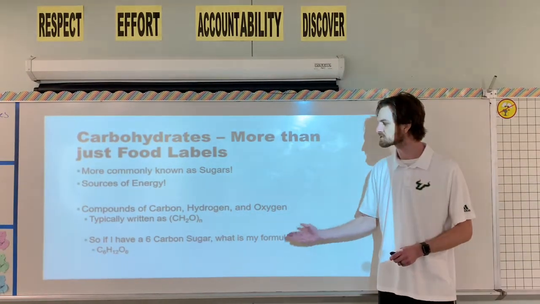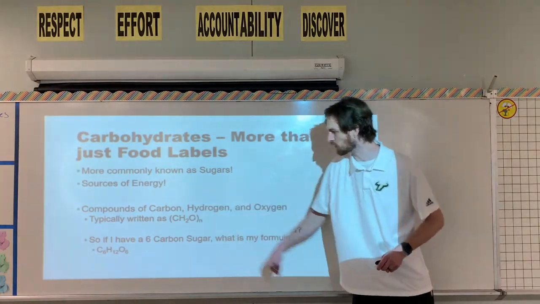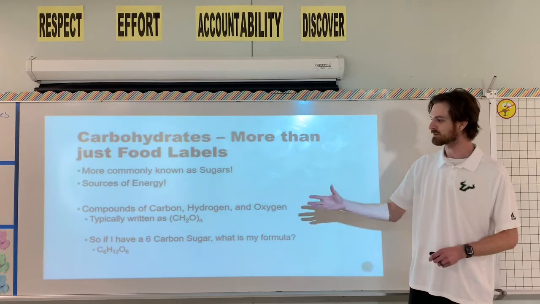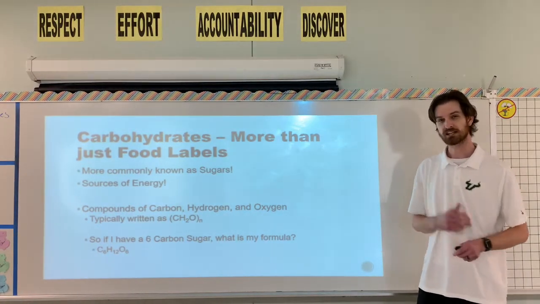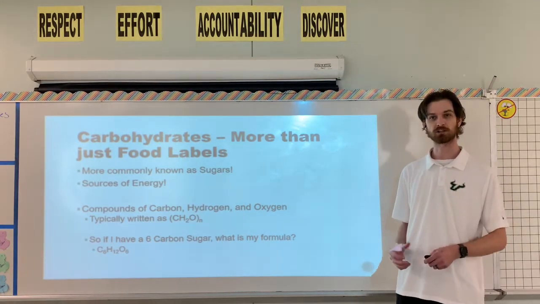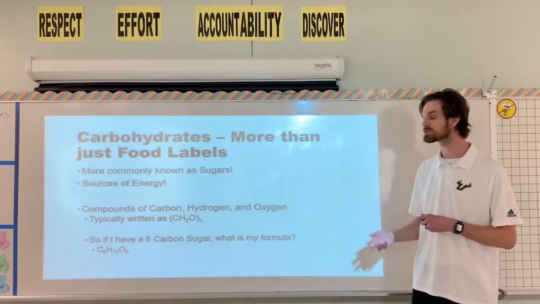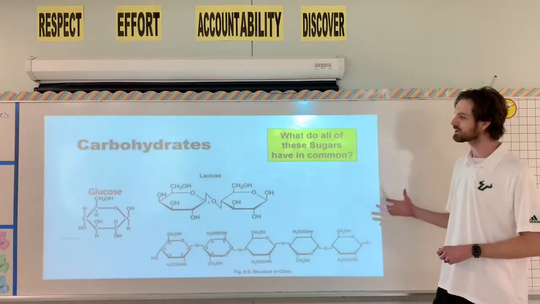So if I have a 6-carbon sugar, if I put the number 6 here, when I multiply that 6 all the way through the parentheses, I'm going to get C6H12O6. Hopefully that formula looks a little familiar to you because that is the chemical formula for glucose, or the sugar that most of you are craving right now if you want a snack. All right. So we'll talk a little bit more about that.